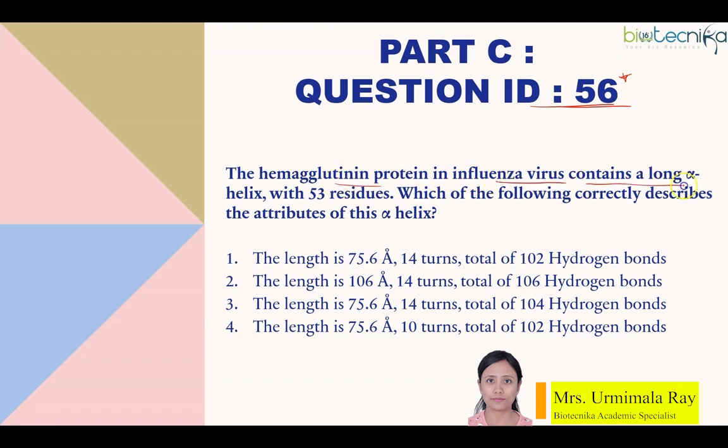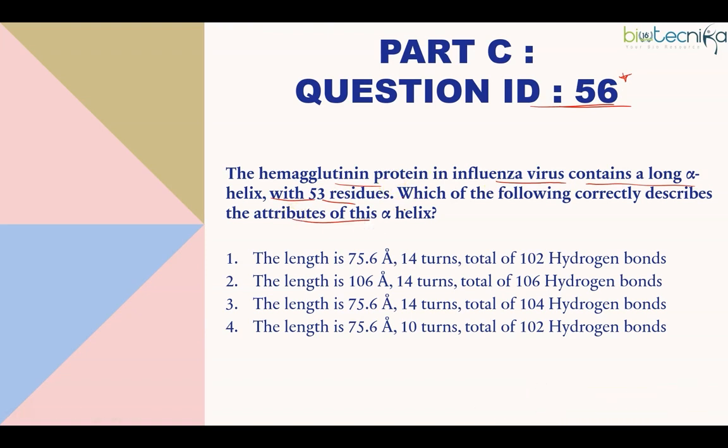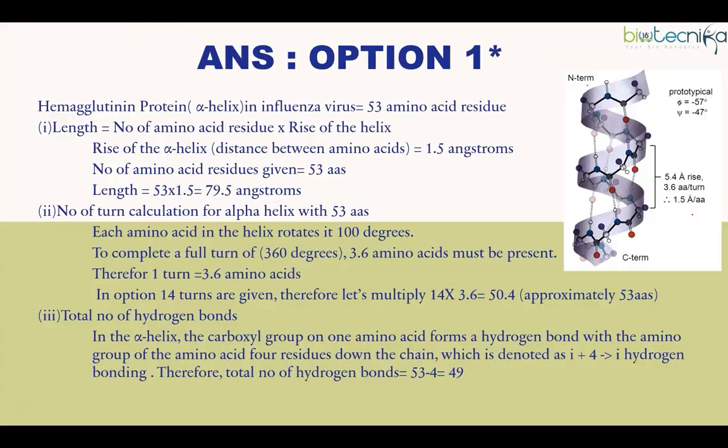Hemagglutinin protein in influenza virus contains a long alpha helix with 53 residues. Which of the following correctly describes the attributes of this alpha helix? So for an alpha helix, you have to find out the length, the turn, and the number of hydrogen bonds. This is what your alpha helix looks like. This is one turn. One turn means 360 degrees, where the polypeptide takes a 360 degree turn. The total length of one turn is 5.4 Angstrom, and the number of amino acids in one turn is 3.6 amino acids per turn.